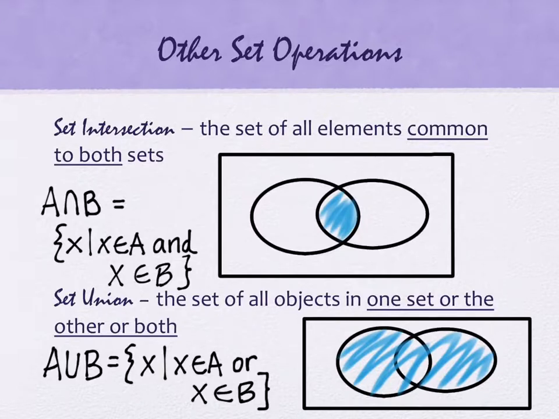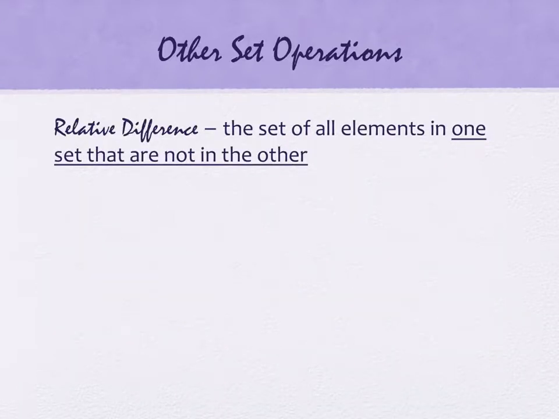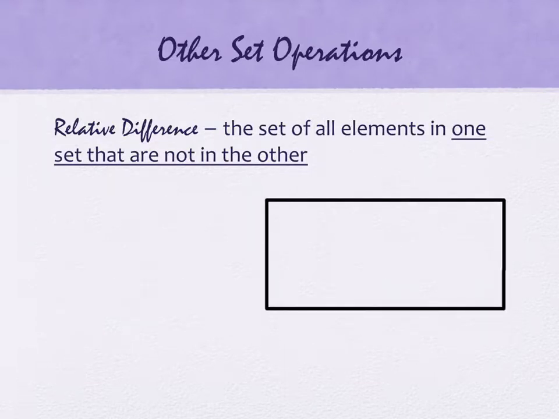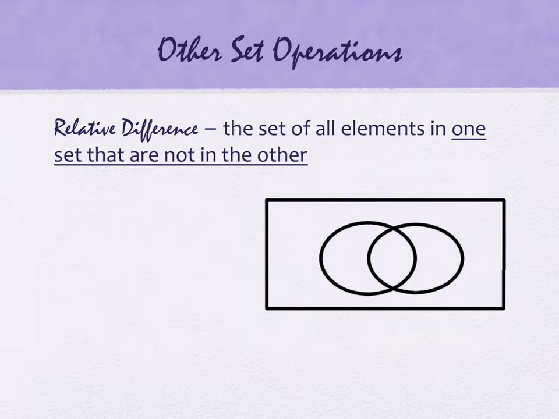There's one more. The one more is called a relative difference. The relative difference is the set of all elements in one set that are not in the other. It's similar to a complement, but it's in relation to two sets and not to the universal set. So if I have, I'll use A and B here. I didn't write my A's and B's on the last slide. Sorry about that. It's the piece where they don't overlap. So it's the part that's in A only, instead of A and B, or A or B. It's the A only part.